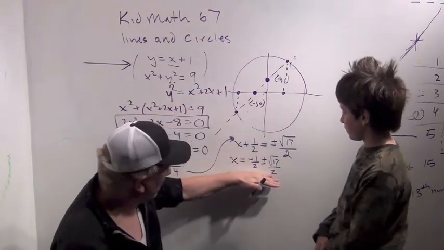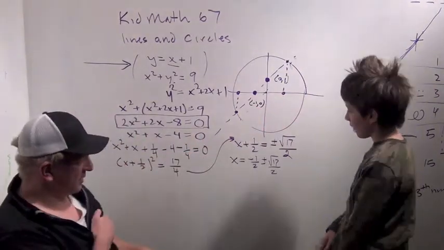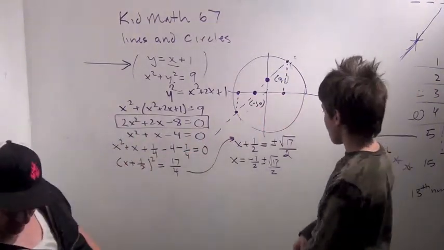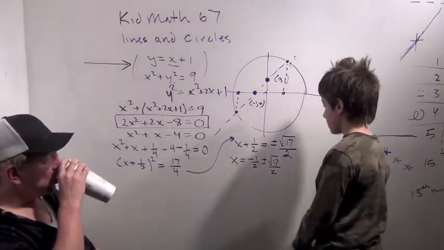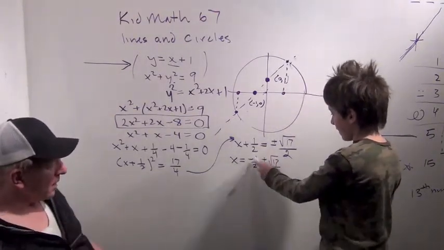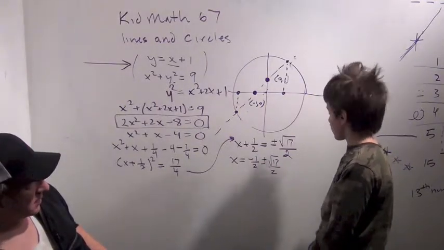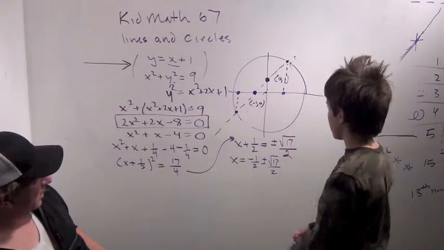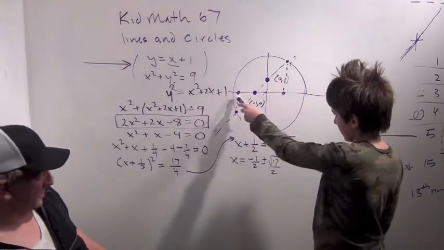Which one of these is positive and which one's negative? Well, the one with the plus, negative 1/2 plus the square root of 17/2 is greater. Yes, that's the positive one. And negative 1/2 minus the square root of 17/2 is this one here.